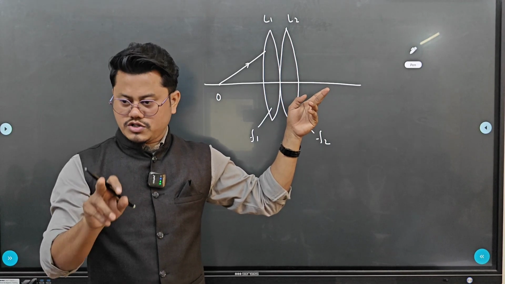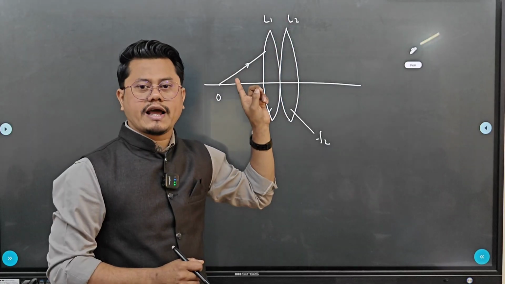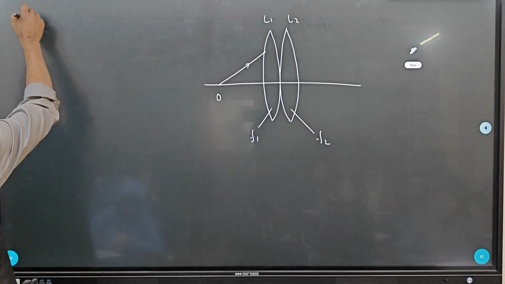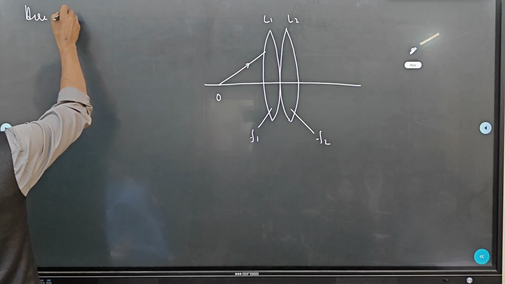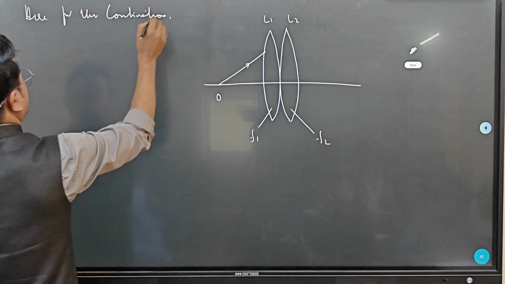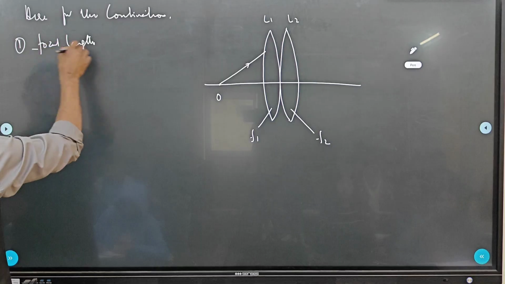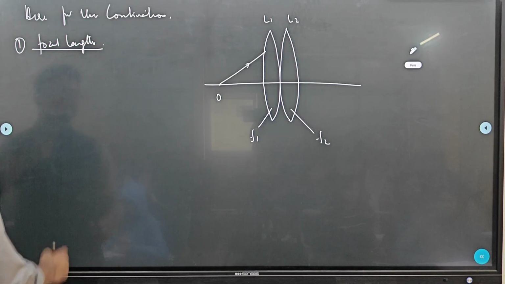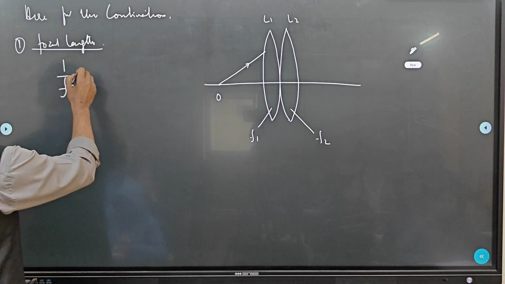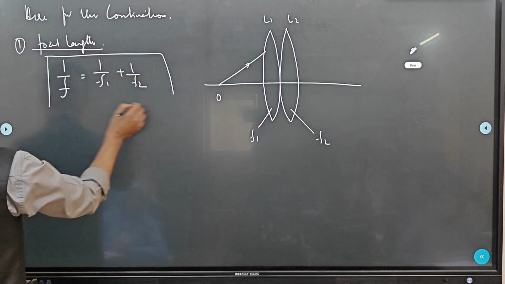Understood or not? So if I assume f to be the focal length of this entire system, then due to the combination I can easily find out the focal length. Number one, I'm calculating the focal length. Here for the combination, first I'm calculating the focal length. So small f is the focal length of the entire combination, okay? So 1 by f will give you 1 by f1 plus 1 by f2. This is the formula to find the focal length of the entire combination.